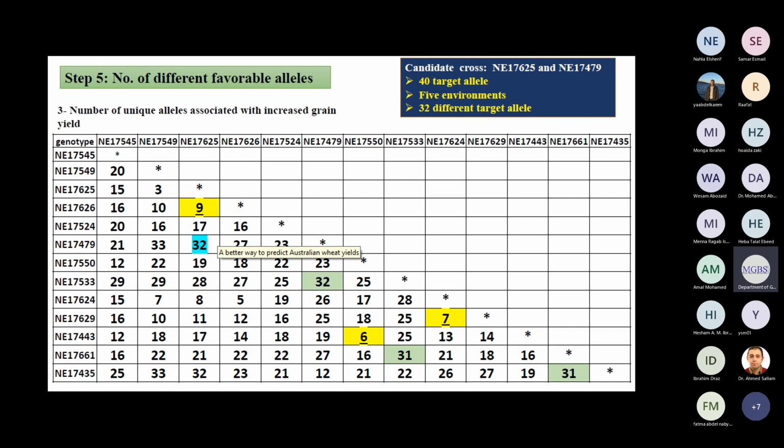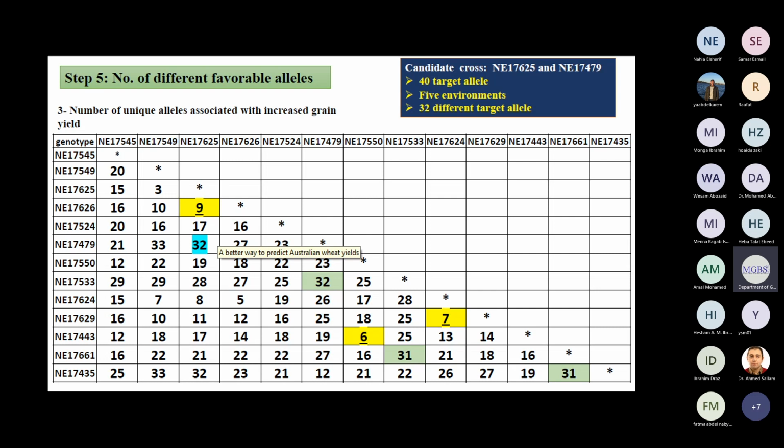Step number 5, number of different favorable alleles. So we have 13 genotypes, and we did a matrix. See here, the two genotypes which I marked in the phenotypic selection table have only 9 different genes between them. If we look at this matrix table, you find genotype 479 and 533. There are 32 different genes between these two genotypes.